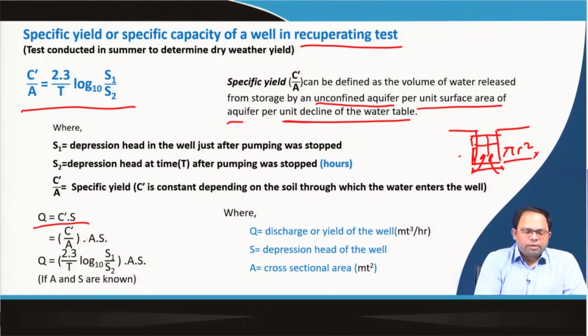So, instead of using Q is equal to C dash into A into S, we use C dash A, because we already know the value of C dash A, and so we can put that in the equation. If A and S are known, we can determine the yield of the well, or Q. Q is the discharge or yield of the well in meter cube per hour, S is the depression head of the well, and A is the cross sectional area of the well in meter square, because water enters through the bottom.